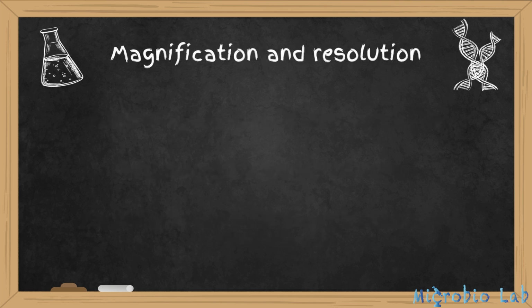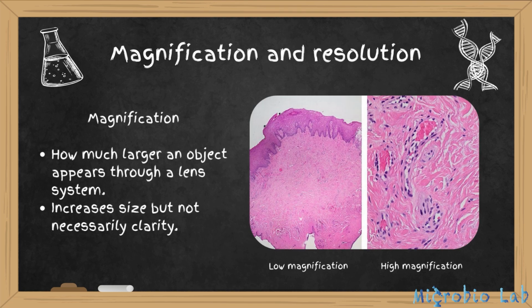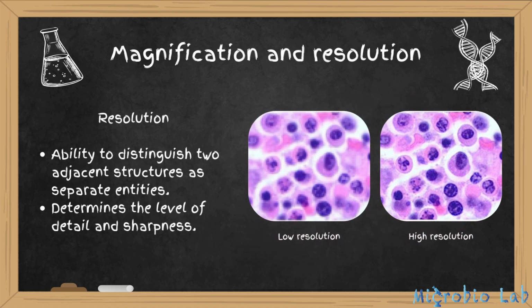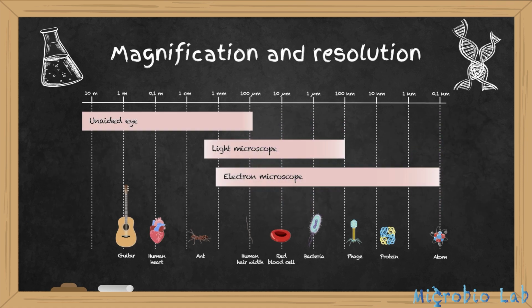Before we dive into how to use a microscope, let's first understand the key principles that define what we can actually see. Magnification is how much larger an object appears when viewed through a lens system. However, magnification alone doesn't guarantee clarity. Resolution is the ability to distinguish two adjacent structures as separate entities. The theoretical limit of resolution for light microscopes is about 200 nanometers due to the wavelength of visible light. This is why electron microscopy is used for structures at the molecular scale. A good microscope maximizes both magnification and resolution to provide clear, accurate visualizations.